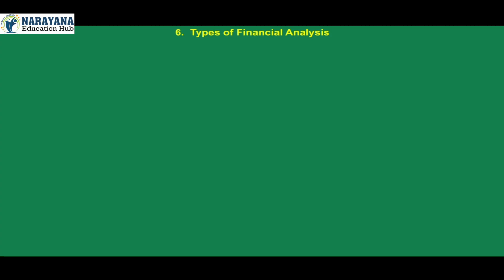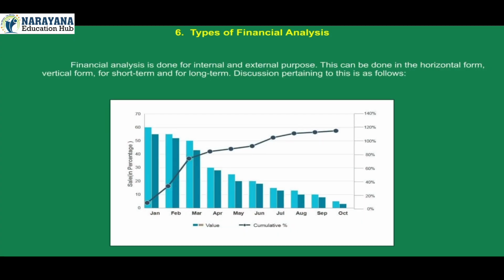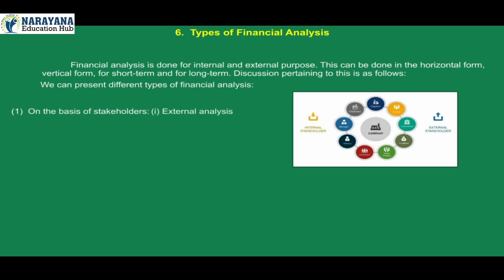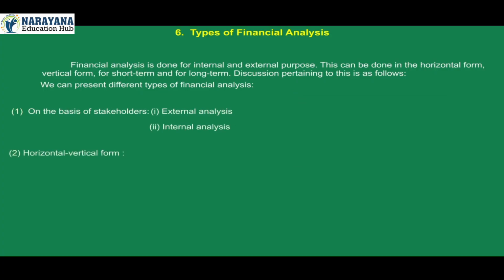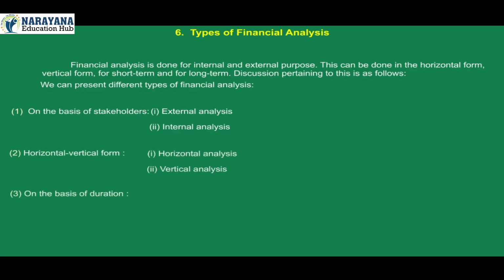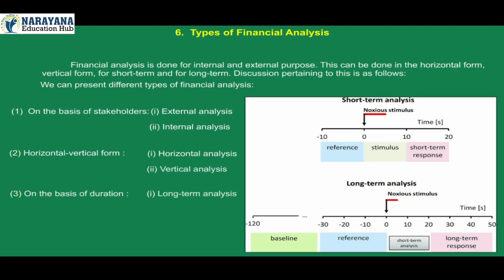6. Types of financial analysis. Financial analysis is done for internal and external purposes. This can be done in the horizontal form, vertical form, for short term and for long term. Discussion pertaining to this is as follows. We can present different types of financial analysis. 1. On the basis of stakeholders: external analysis and internal analysis. 2. Horizontal and vertical form: horizontal analysis and vertical analysis. 3. On the basis of duration: long-term analysis and short-term analysis.